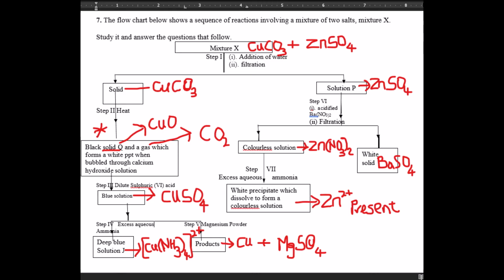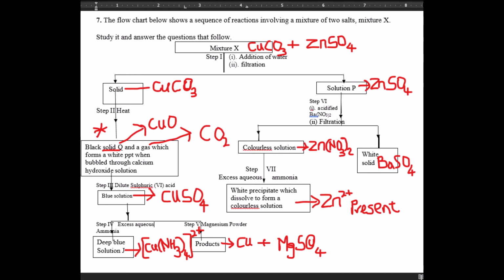So there is a zinc salt. We want to conclude, why can't we say it is zinc carbonate? Zinc carbonate is not soluble. Why not zinc chloride, for example? Because when you add barium to a solution with chloride, you don't get a white solid. You don't get a white precipitate. So automatically it was not a chloride. Why not zinc sulfite? Because if the barium nitrate was acidified, the white precipitate, if it was a sulfite, ought to have dissolved. And that is how we conclude that the other salt that is in mixture X is zinc sulfate.